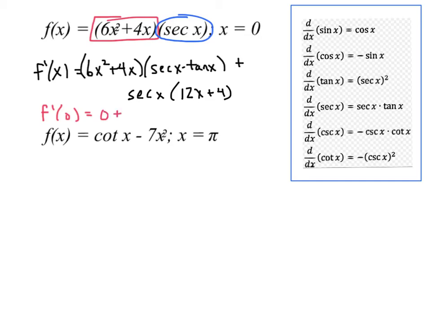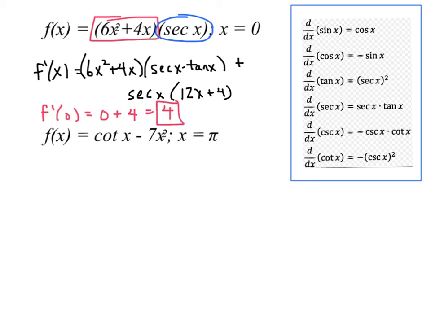plus the 12 times 0 plus 4 is 4, and the secant of 0, well, think about this like it's 1 divided by the cosine of 0. Cosine of 0 is 1, so 1 divided by 1 multiplied by 4 is 4. So that's the slope. So we get to do some pretty tough functions.